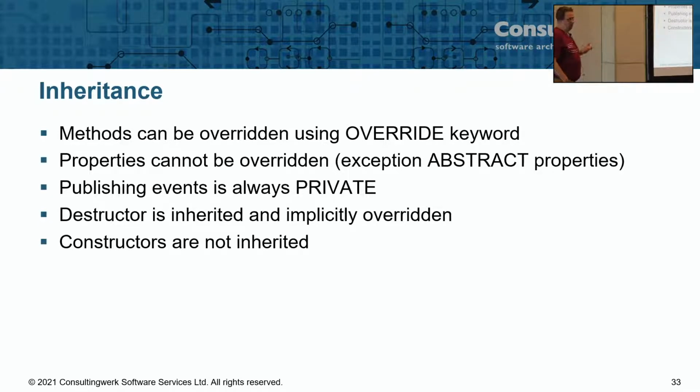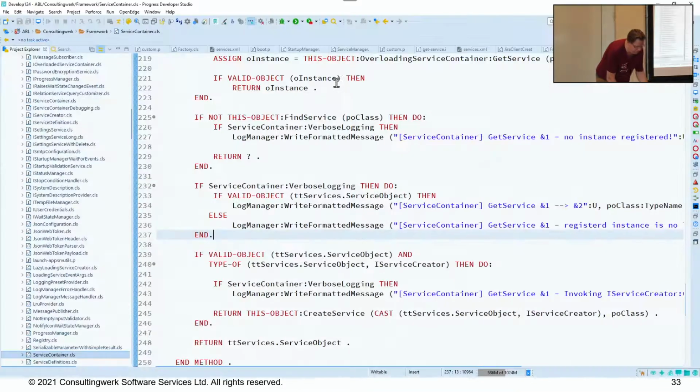Constructors are not inherited. So if a base class has a constructor with parameters, and the child class should have the same parameters in the constructor, you need to implement a specific constructor for that purpose that basically passes through these parameters. I'm seeing I'm doing really bad on the time here.